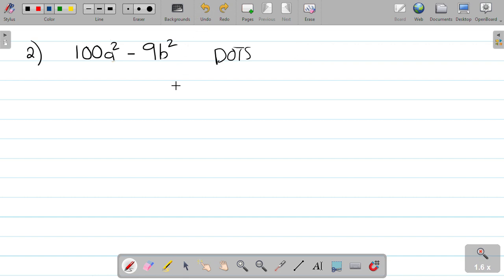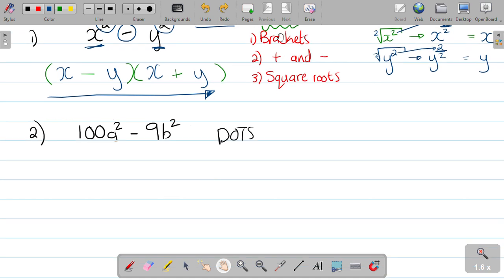Thank you very much. Then you go on and you say, can I do dots? Can I do the difference of two squares? Well, yes, you can. There's a difference sign, a minus sign. And this term and this term are squared terms. Okay, so remember, let me just show you the steps over here. Step number 1, you open up a set of brackets. You put plus, minus, or vice versa. And then you need to go and square root these two terms.